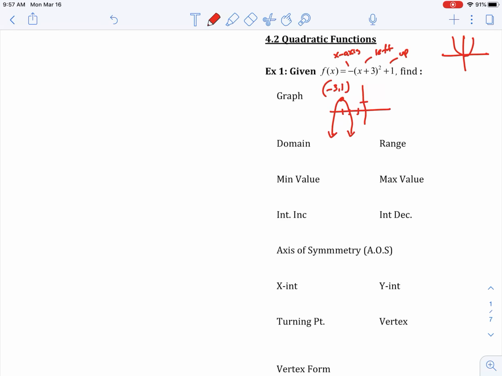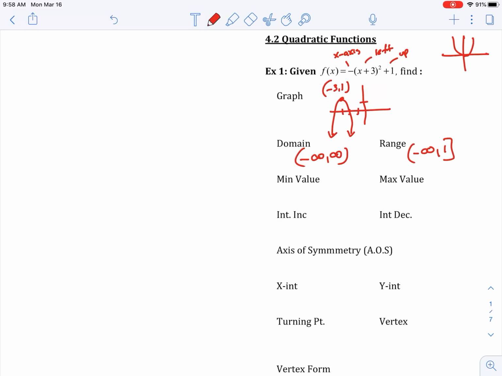In terms of our domain, we know we have no restrictions. We have no even roots to worry about. We have no variables in the denominator. So our domain is negative infinity to infinity. Looking at our graph, we can see our range, our y values are going from negative infinity up to positive 1, including that positive 1.